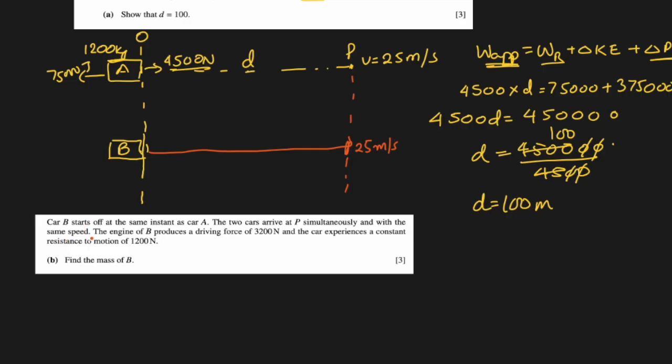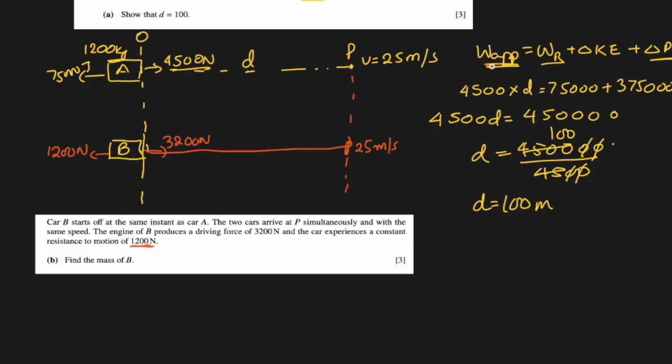The engine of B produces a driving force of 3200 Newton. That means it is weaker than the first one. And the car experiences a constant resistance force of 1200 Newtons. Yeah, 1200 Newton, not joules. That was the work done earlier, this is just force, 1200 Newton. Find the mass of B.